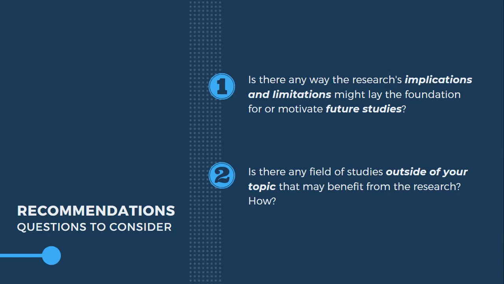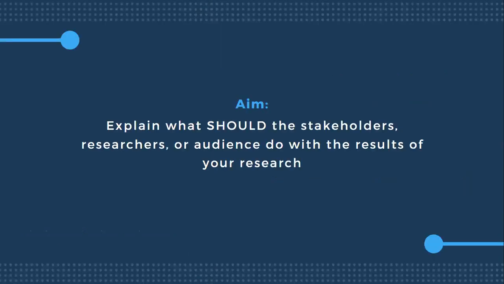And when you are thinking of suggestions, don't just limit yourself to within the scope of the field of your topic, but sometimes some relevant fields of study outside of your topic might also benefit from your research result. So think of those and you might be able to come up with really good recommendations in your paper. Again, what we want to do here is explain what the stakeholders, the researchers, or the audience should do with the result of the research.